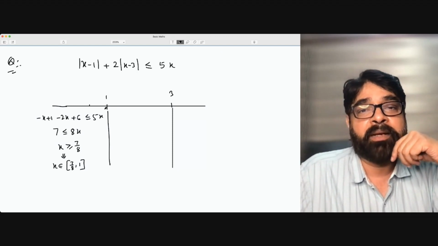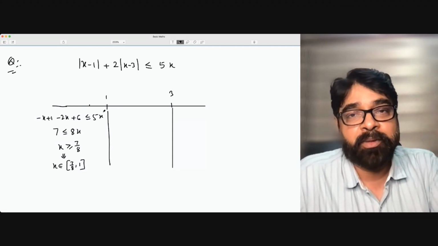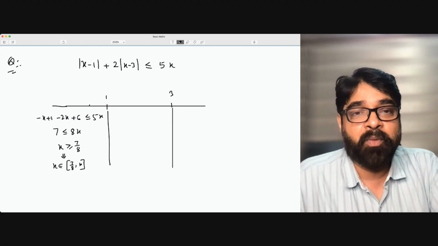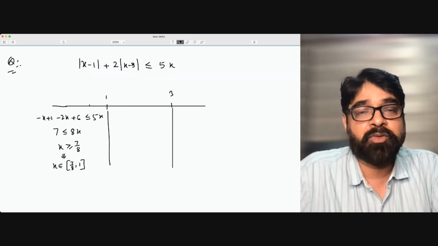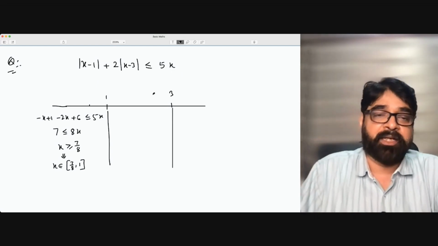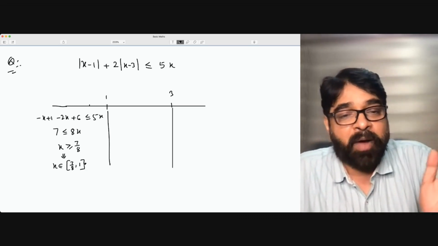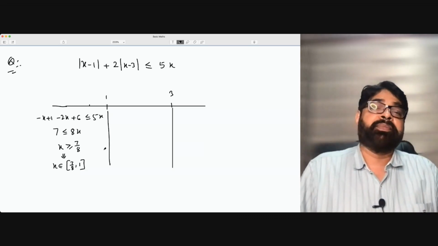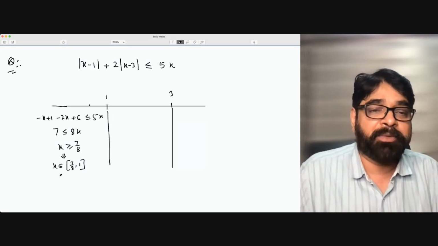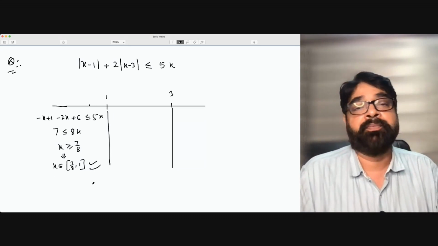Are you able to understand my point? Is it clear to everybody? 7 by 8, 1, check it. If you put 1, what will happen? 0, and this will become minus 2 mod 2, 2 into 2, 4. 4 is less than or equal to 5, very much correct. So 1 can be included. Sir, why do you stop at 1? Because my real number line is till 1 only, so I will not go beyond that. So this is one of the solutions and it's very much valid.